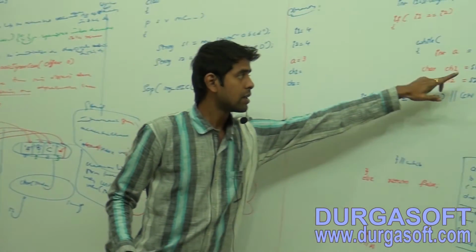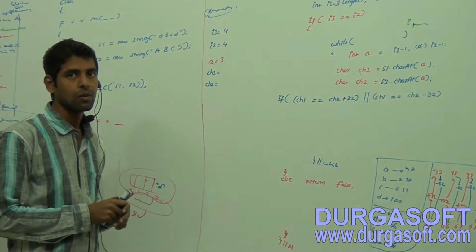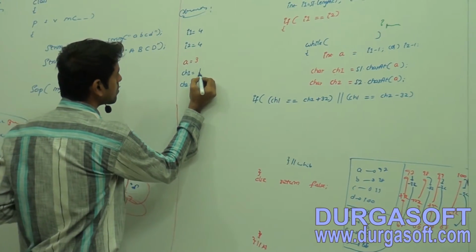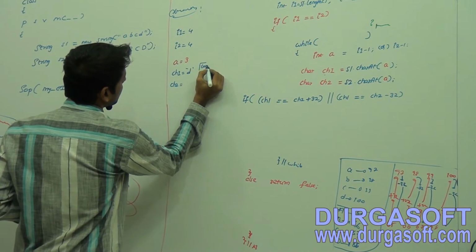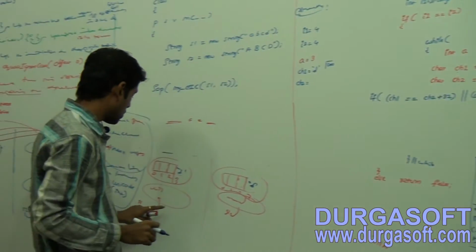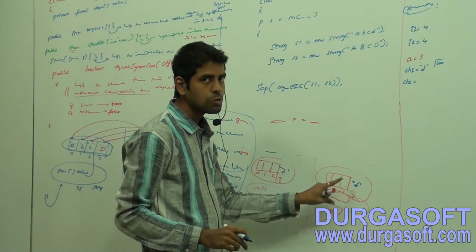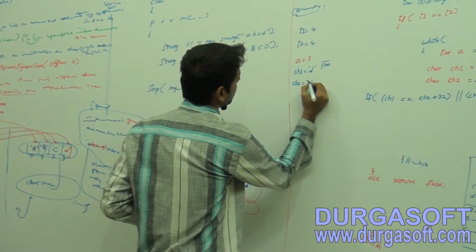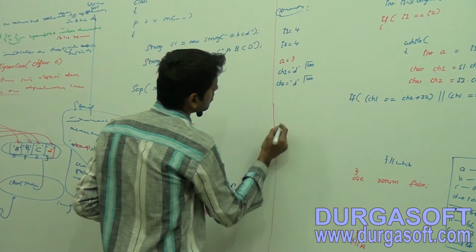S1 dot charAt of 3, right? Now observe here, it will be as what? Small d, internally Unicode value. s2 dot charAt of 3. Observe here, s2 dot charAt of 3, small d. So here it will be as what? Small d, 100.